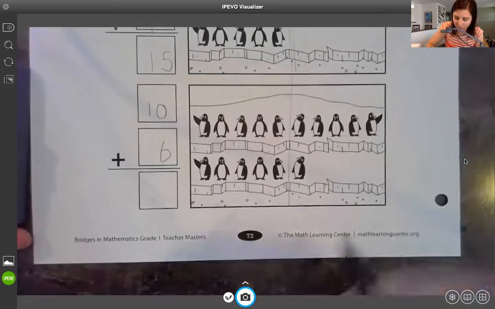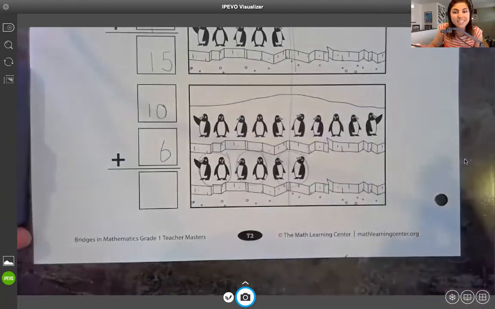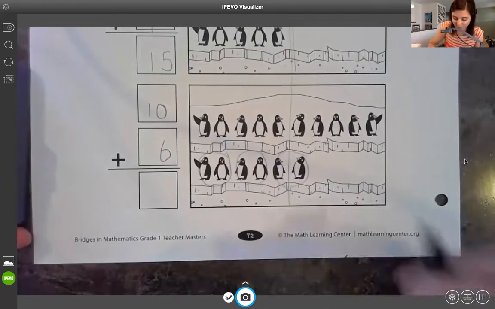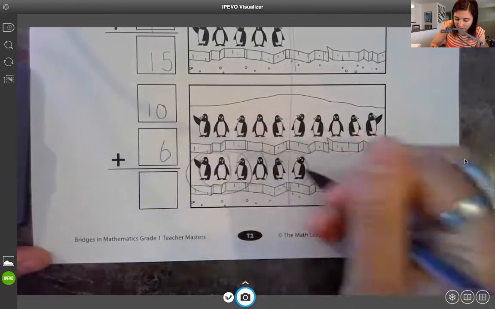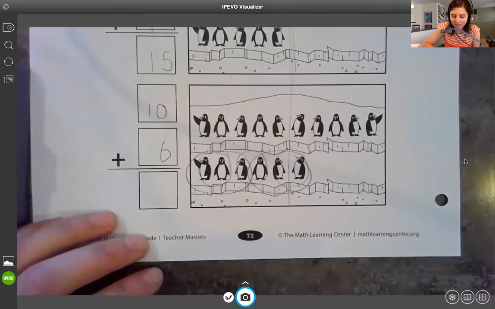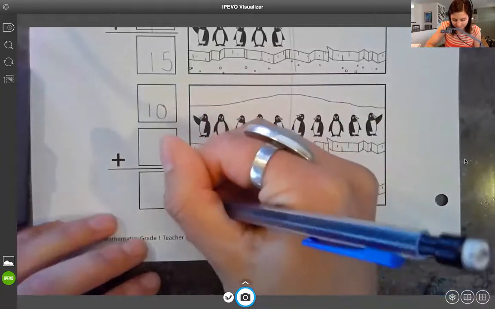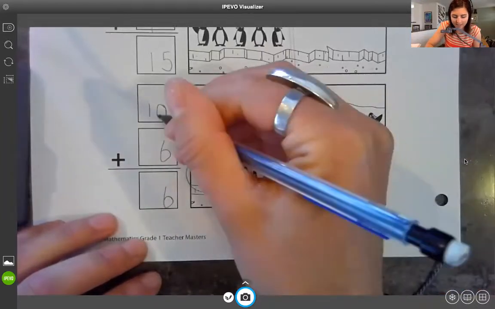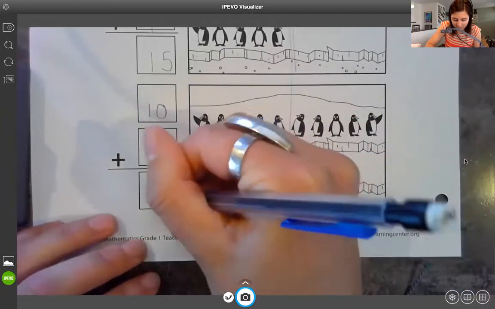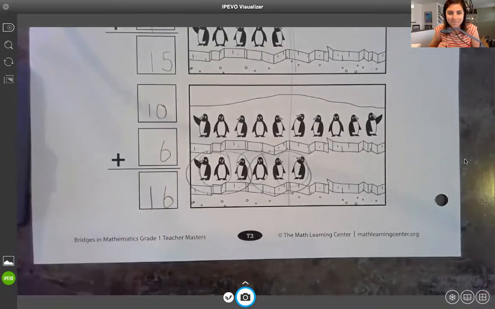Or we can count by 2s. 2, 4, 6. Or since this is 6, we could count by 3s. We could say, hey, 3 plus 3 is what? 6. Yeah, so how many adult penguins? Let's add our 1s column. 0 plus 6 is 6. So there's 6 1s. And how many 10s do we have? Just 1 10. 10 plus 6 is 16.